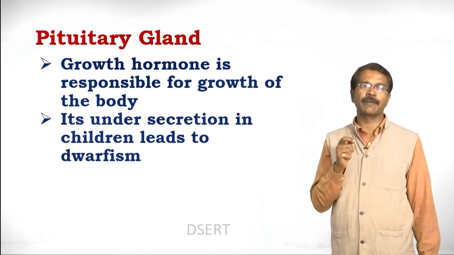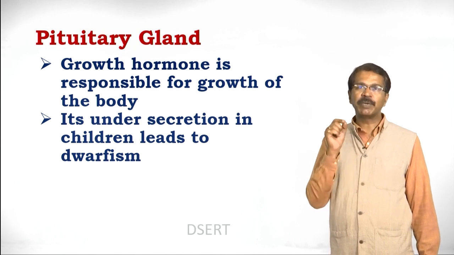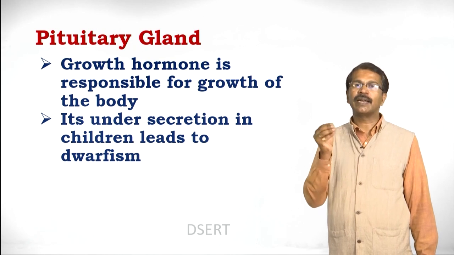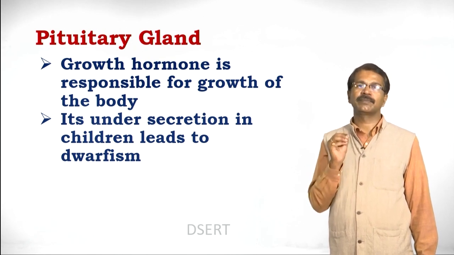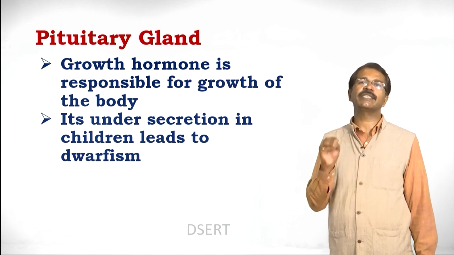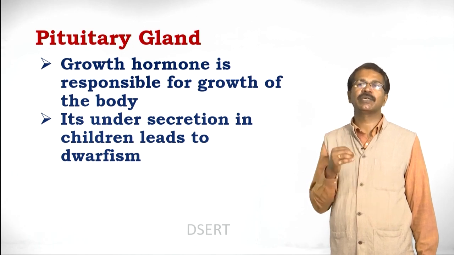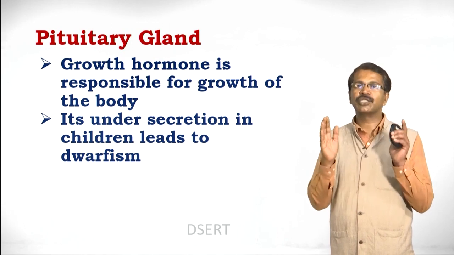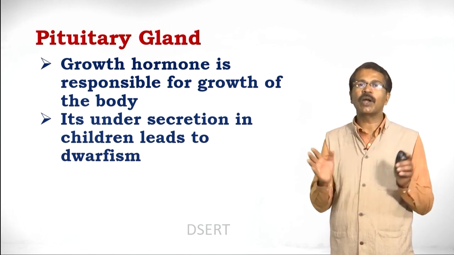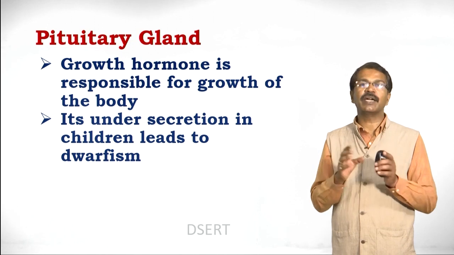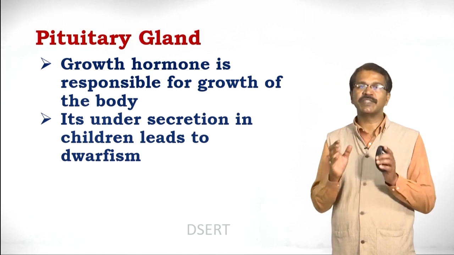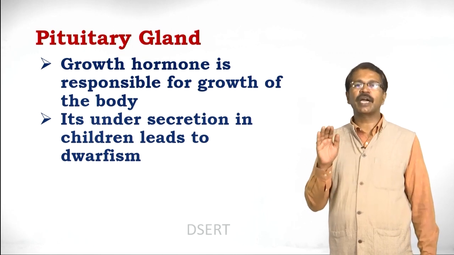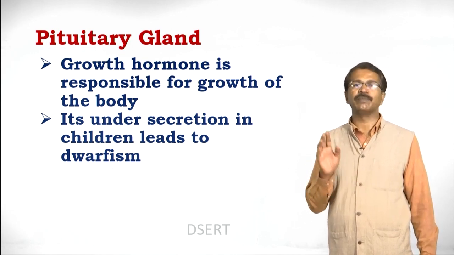In the case of children, if this pituitary gland secretes growth hormone in a lesser quantity, what happens? Growth will not occur in that particular child. Such a condition we call dwarfism. Stunted growth you will find. Such a condition we call dwarfism.